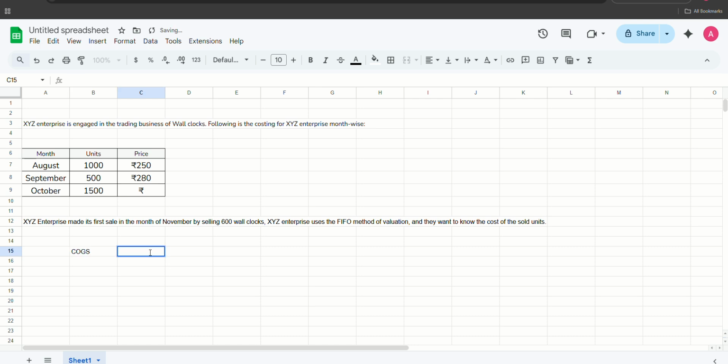COGS is equal to units sold into cost of oldest inventory.